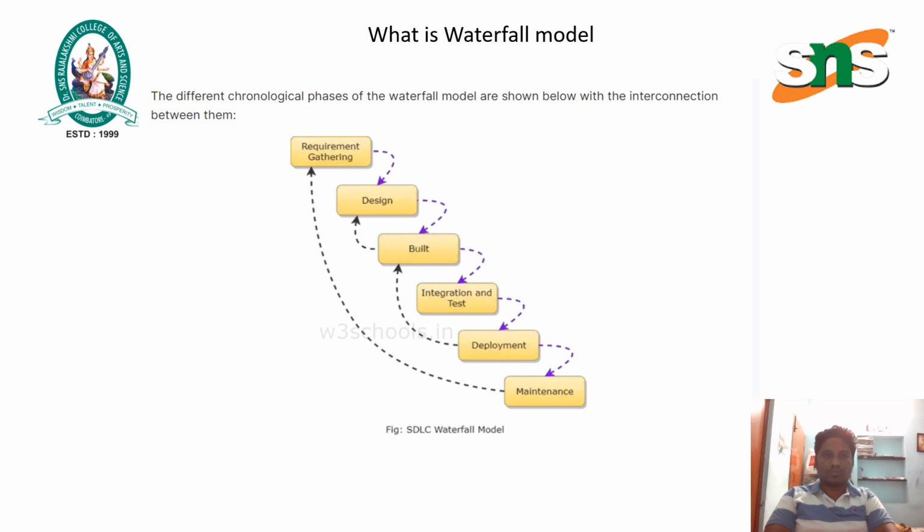Next, what is the waterfall model? The different chronological phases of the waterfall model are shown below with the interconnection between them. The first phase is requirement gathering, the second is design, the third is build, the fourth is integration and test, the fifth is deployment, and the sixth is maintenance. These are all the phases of the SDLC waterfall model.